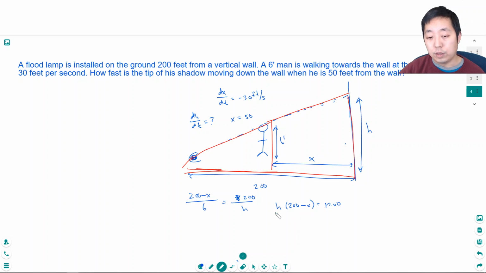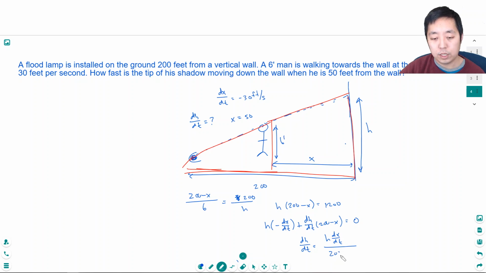So this is a good equation to take the derivative of. I always pick equations that are easy to take the derivative of. You could make h equal to something, but I'm just going to take the derivative of this as it is and solve after that. These are two functions of time, so I have to do the product rule. I'm going to do h times the derivative of this, which is negative dx/dt, plus dh/dt times 200 minus x. And this part is a constant, so that's just 0. So dh/dt is equal to h dx/dt divided by 200 minus x.